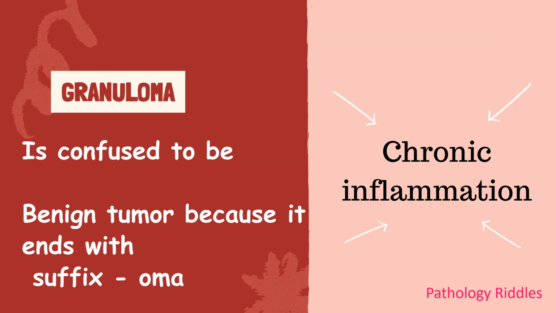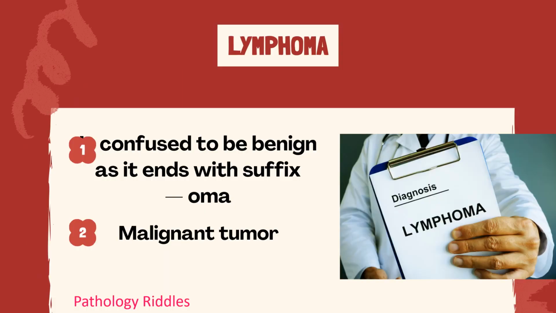The third mistake is people confuse granuloma to be a benign tumor. Why do they get confused? Because it ends with suffix oma, and we usually teach that all the benign tumors have the ending as O-M-A. But remember that granuloma is chronic inflammation and it is not a benign tumor. Similarly, people also think that lymphoma is a benign tumor, but lymphoma is actually a malignant tumor. So just because it ends with OMA, do not think that it is a benign tumor.